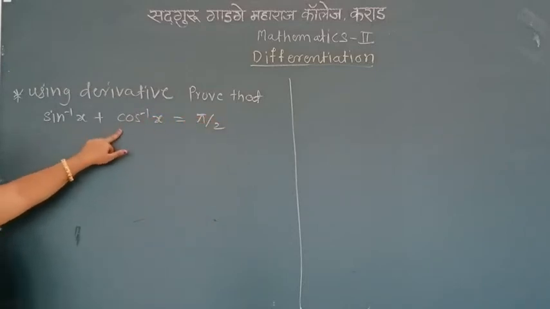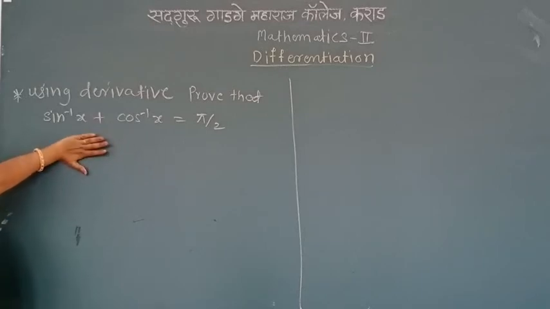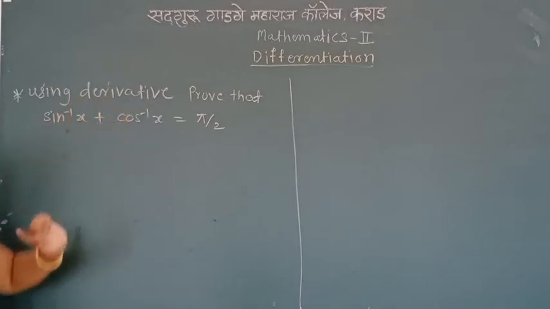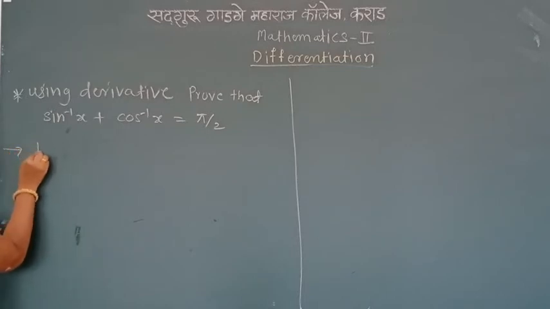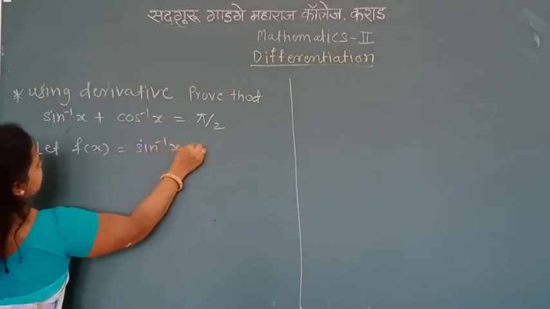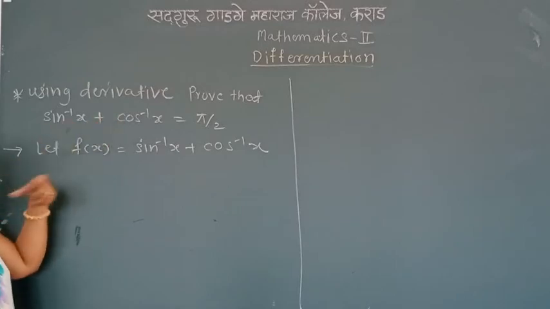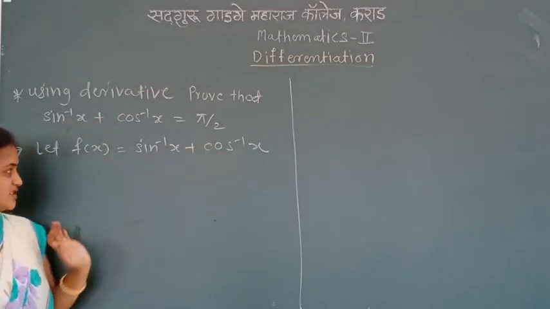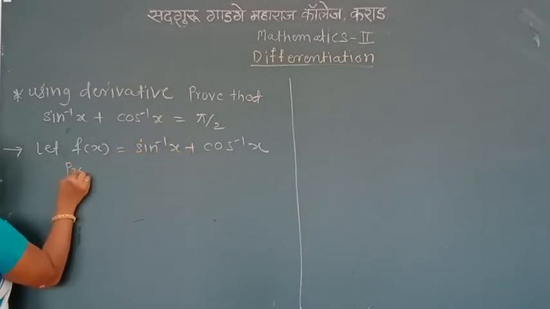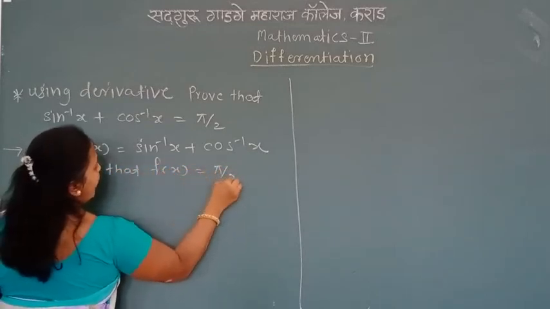Sine inverse of x plus cos inverse of x, we can write as pi by 2. This is a standard function, it has a standard formula. So we can prove that by using a derivative. So let f of x is equal to sine inverse of x plus cos inverse of x. So we write here the LHS, sine inverse of x plus cos inverse of x. We have to prove that f of x is equal to pi by 2.